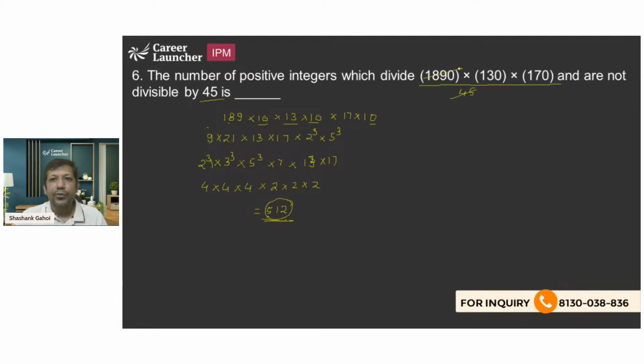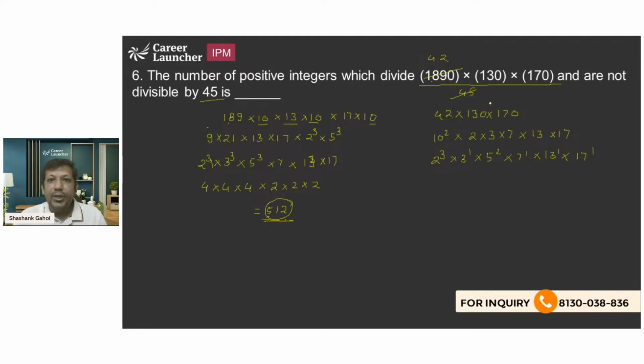So now I am going to calculate 42 into 130 into 170. So basically that is going to be 10 square. 42 is 2 into 3 into 7 into 13 into 17. So I am going to get 2 cube into 3 power 1 into 5 power 2 into 7 power 1 into 13 power 1 into 17 power 1.